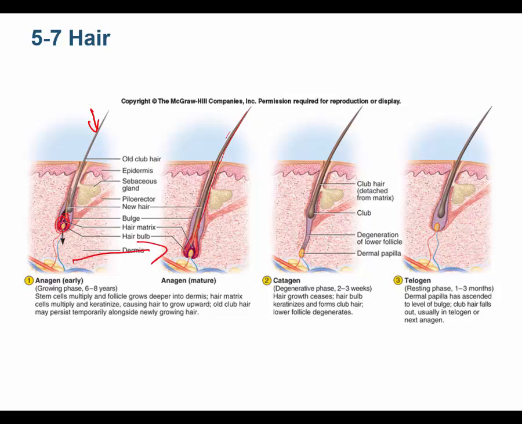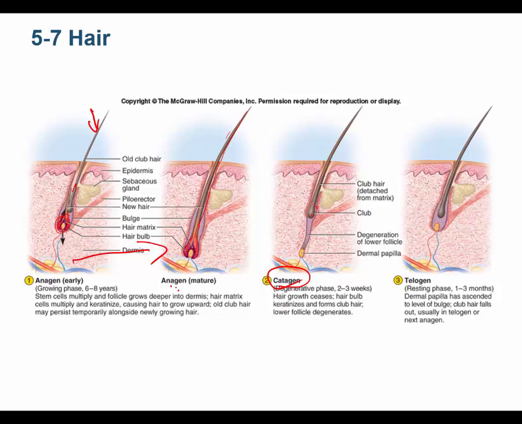And when you start growing your new hair, you push the old one out, and that's an old dead hair. It's a club hair, they call it. And then after the anagen phase, this is say a 7-8 year old hair. You leave the anagen phase, you enter the catagen phase. This is when this hair starts to degenerate.